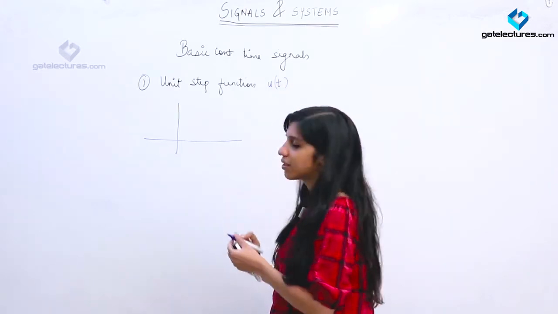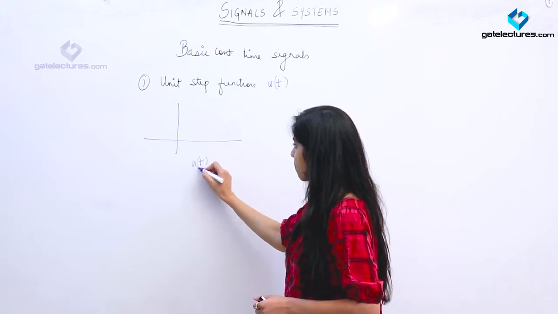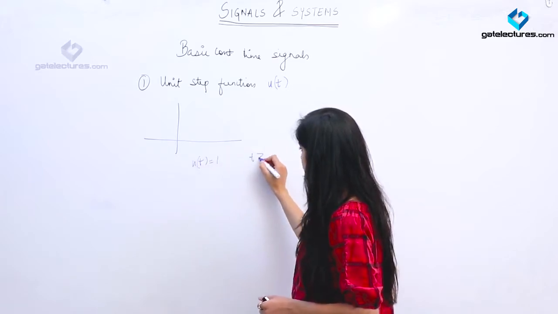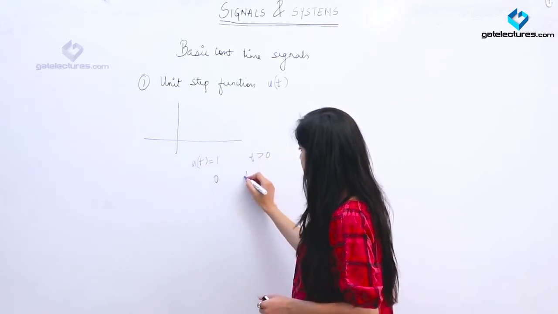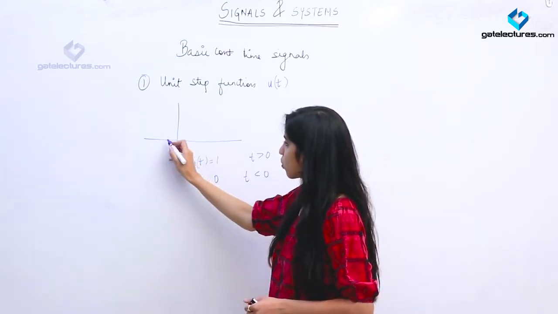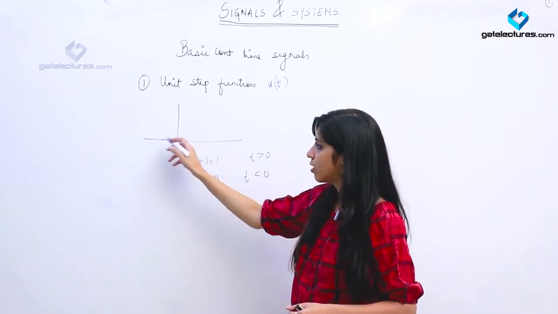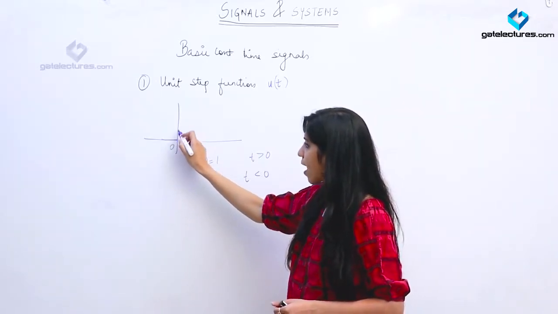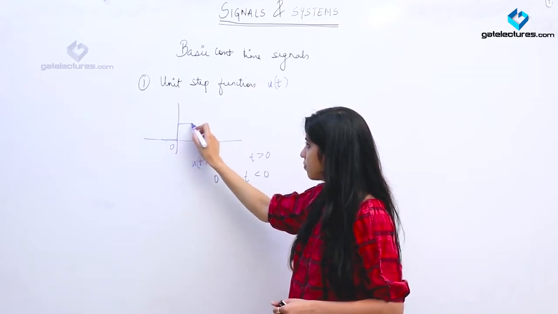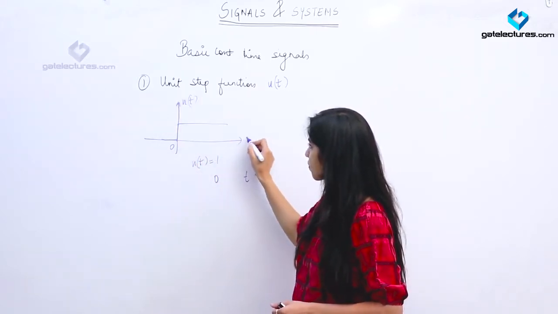The basic definition of the signal u(t) is that u(t) is 1 for positive time and 0 for negative time intervals. If I want to represent it, this is going to be 0 for all the time intervals before t is equal to 0 and 1 for all the positive time intervals.